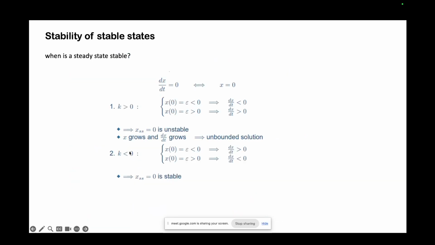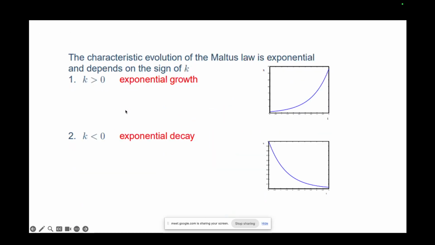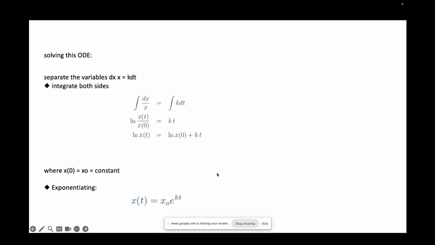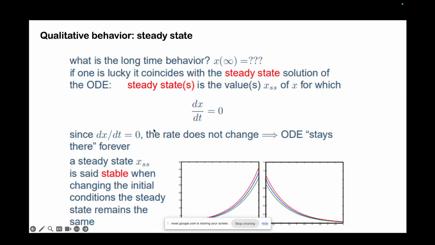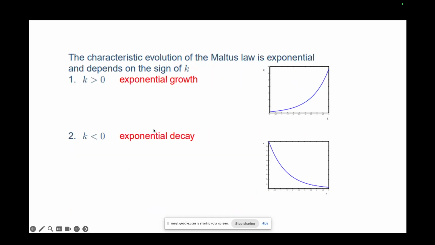Now, how do you determine mathematically if a particular steady state is stable or unstable? It's actually quite simple. Let's take the example of this equation. x(t) equals x naught e to the power kt, and you have three conditions: k equal to 0, k greater than 0, and k less than 0.